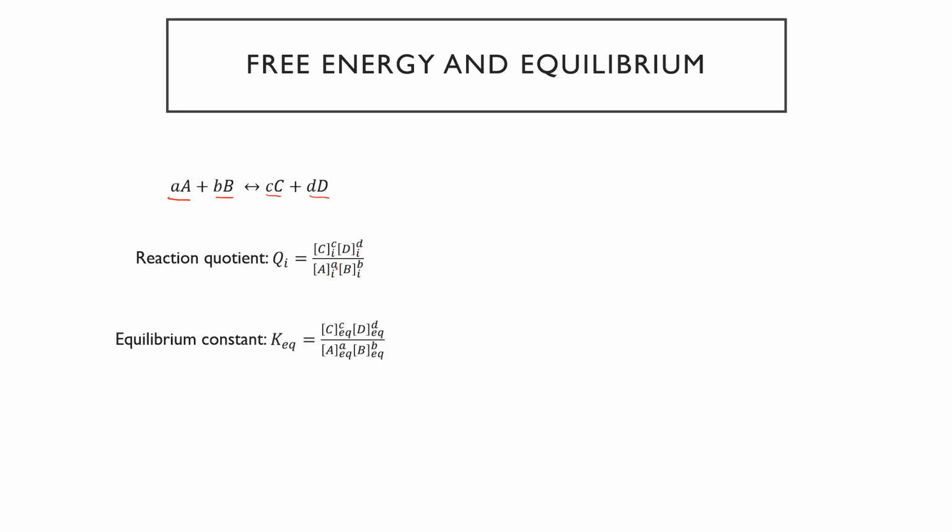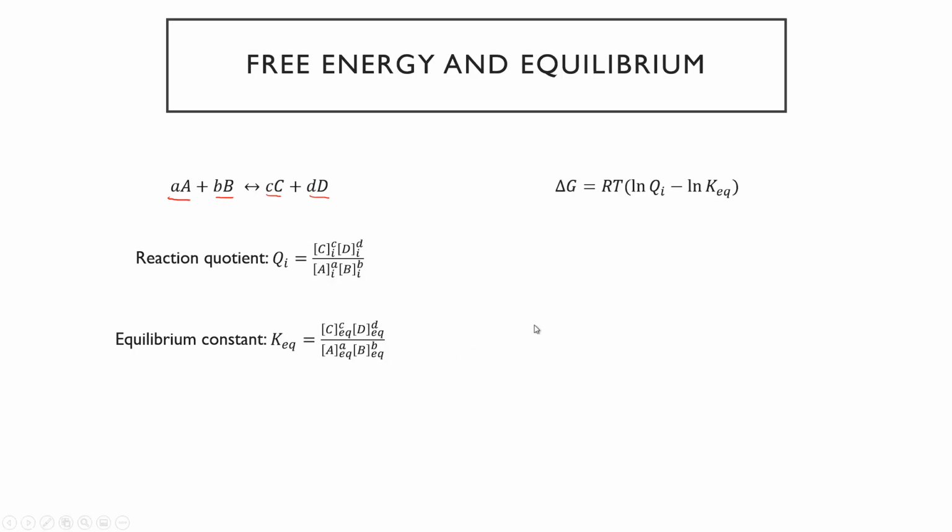This is just the term for this particular reaction. Whatever reaction you're talking about would have its own reaction quotient. And then eventually, once it reaches equilibrium, the reaction quotient becomes the equilibrium constant. So whatever the concentrations of your reactants and your products are at equilibrium, this term then becomes that equilibrium constant. And like I said, there's a direct relationship between equilibrium and free energy.